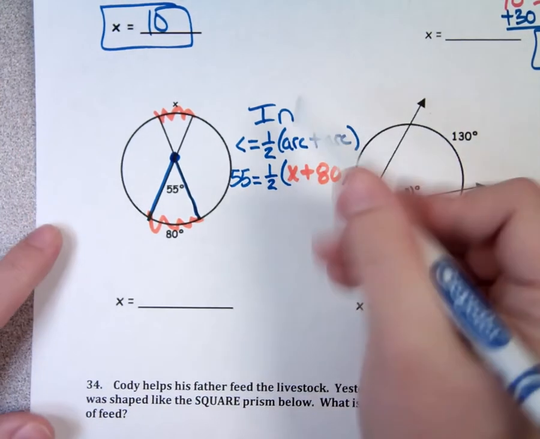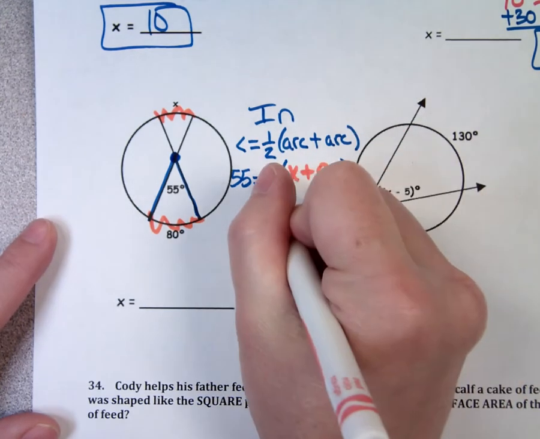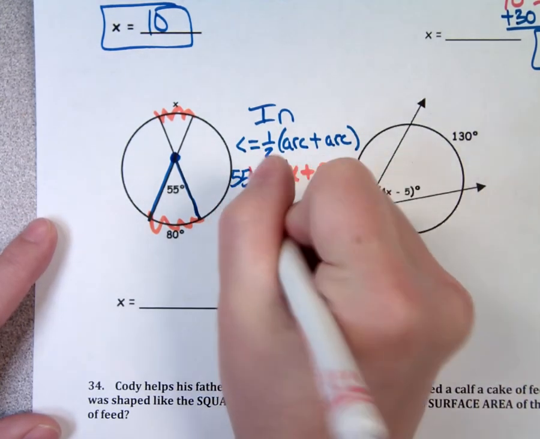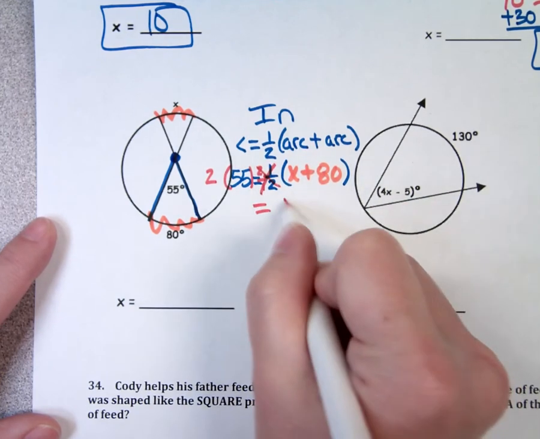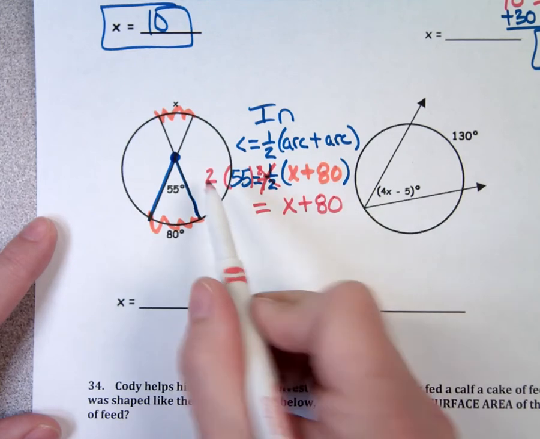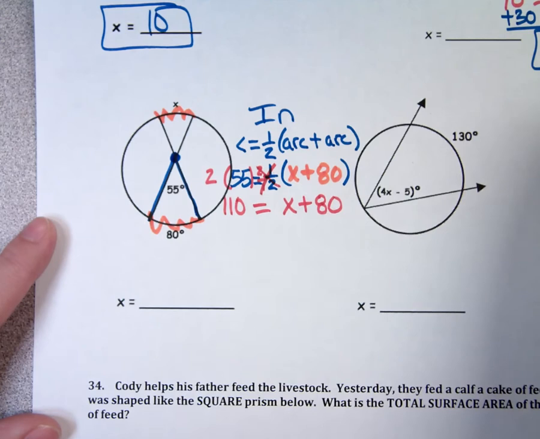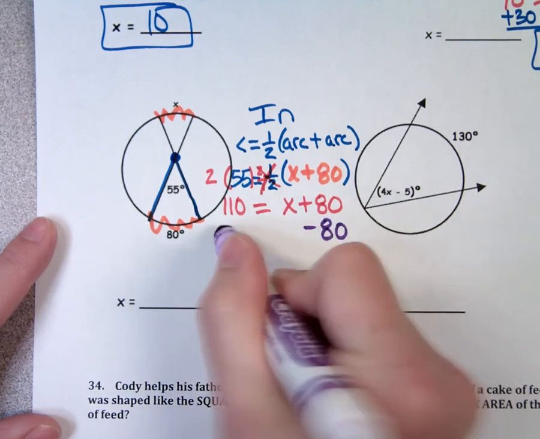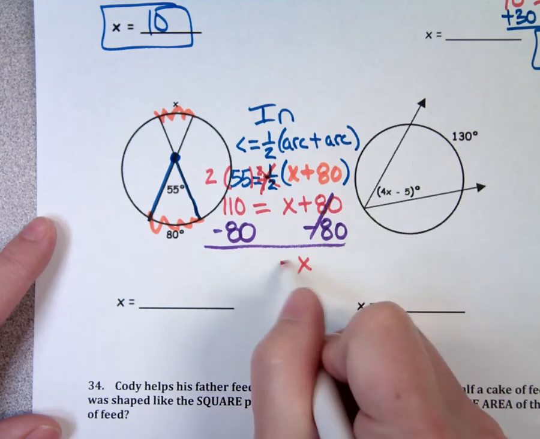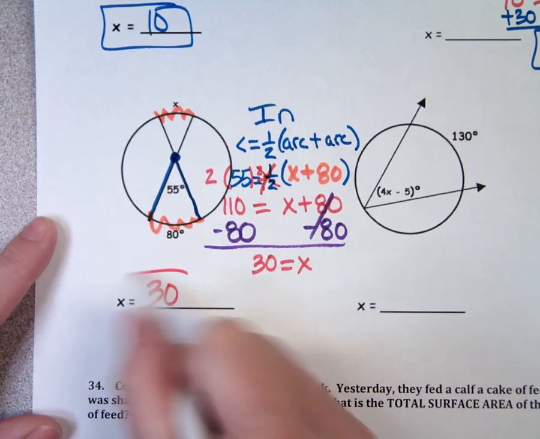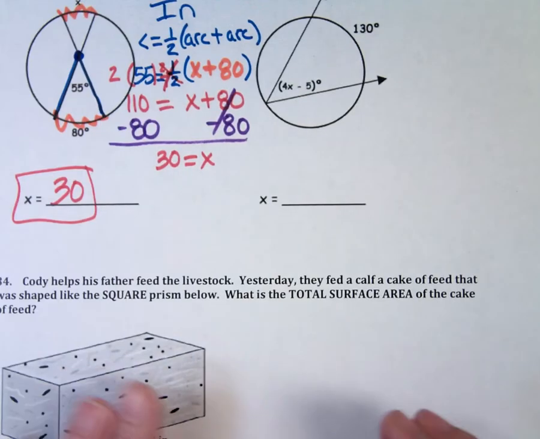Okay, once again, I could distribute the 1/2, but I'm going to get rid of the 1/2 by multiplying by the reciprocal. So I multiply this side by 2 over 1, so then I multiply this side by 2. The 2's and 1's cancel. All you're left with is x plus 80 on the right. And then how much is 2 times 55? 110. And then to get rid of that 80, we're going to subtract 80 from both sides. And if you take 80 away from 110, you get x to be 30. And there's that guy. Okay, next one.